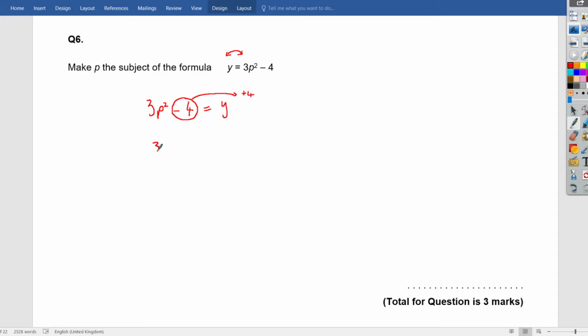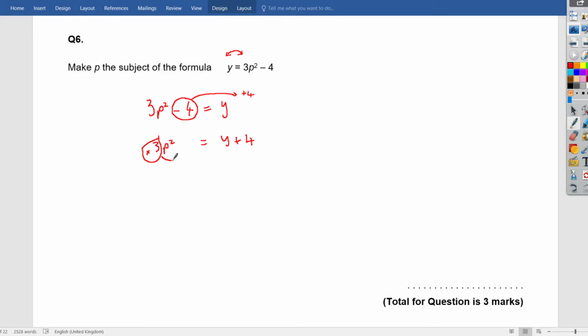So now you end up with 3p squared equals y plus 4. We're just undoing everything on this side step by step, and what we did last, we'll do first. That's how we'll get p equals. So let's think again. P is being squared, then it got multiplied by 3.